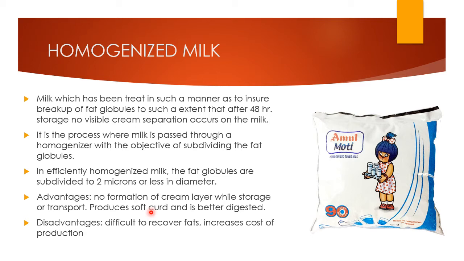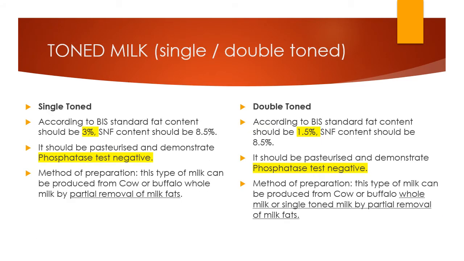The disadvantage of homogenized milk is that it is difficult to recover fats from it. It also increases the cost of production because there is an additional step of homogenization. Next is toned milk.